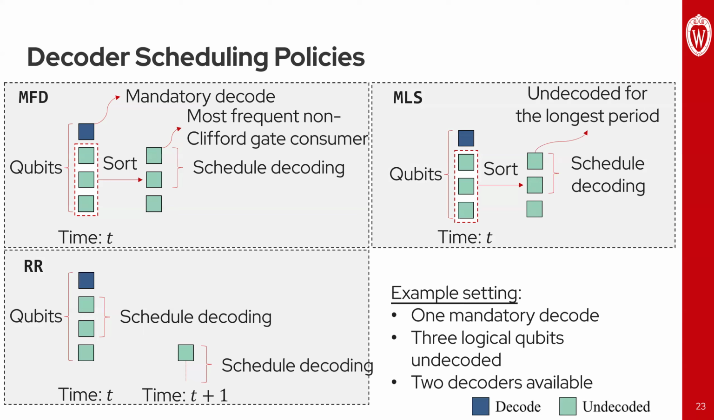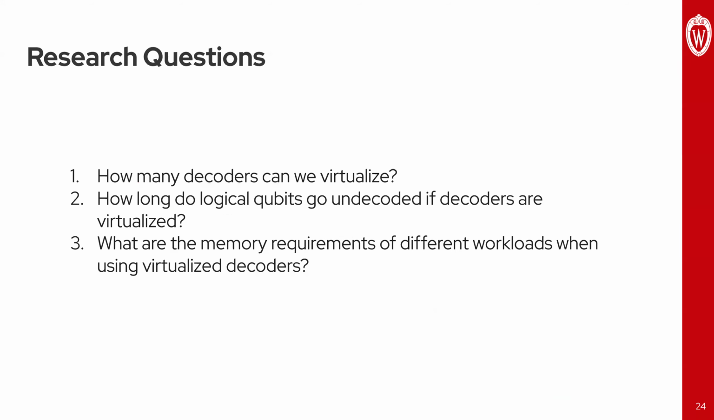Having quickly gone through all these scheduling policies, here are the research questions that I want to answer. The first is, how many decoders can be virtualized? And if we do virtualize these decoders, how long will these logical qubits remain undecoded? And what are the memory requirements for storing all the syndromes that are yet to be decoded? So we took a very workload-centric approach for this.